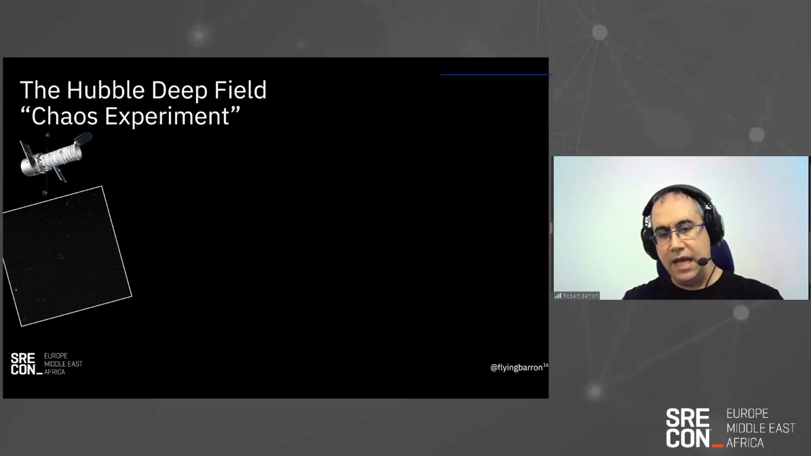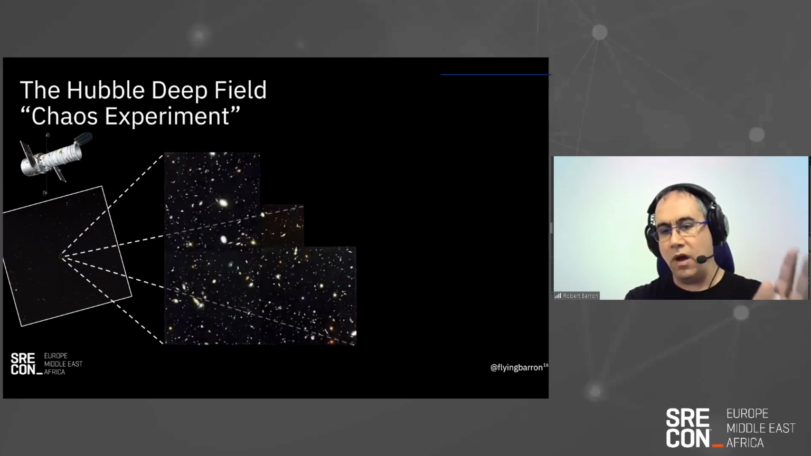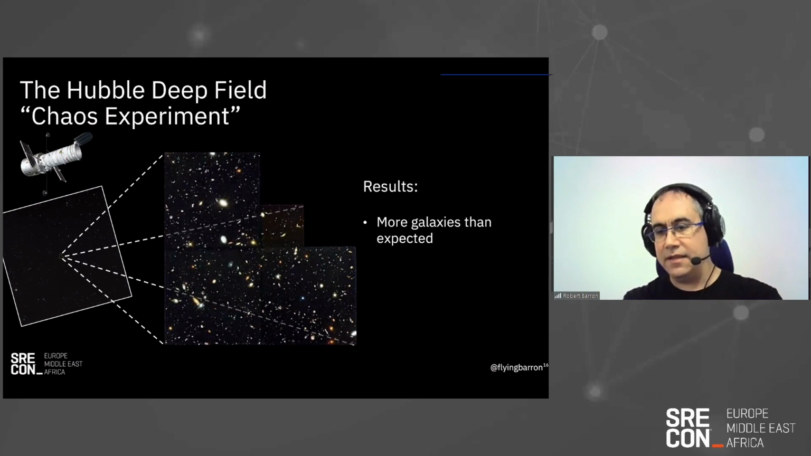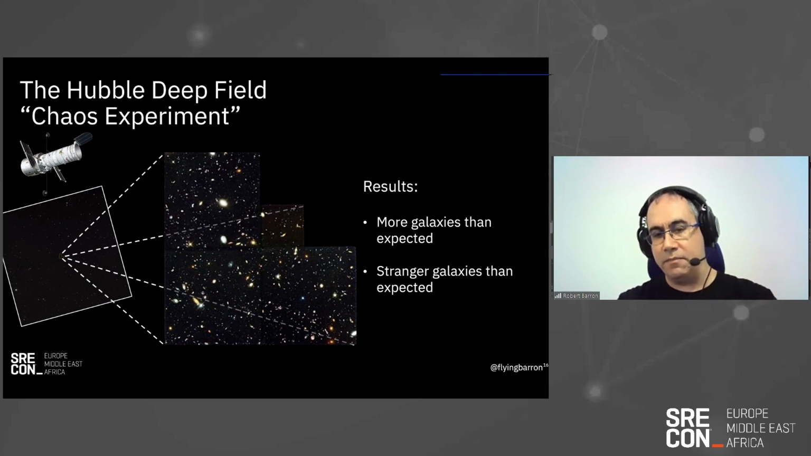in order to gain confidence. And what they did back in 1995 was direct Hubble at a blank spot in space, take a long exposure picture and see what can we see. And what they found surprised them. They expected to find some galaxies there, but they found a lot more galaxies in this bland black spot of space. And the galaxies were of a different configuration and formation than they expected, which means that they had to change the models of galaxy creation.